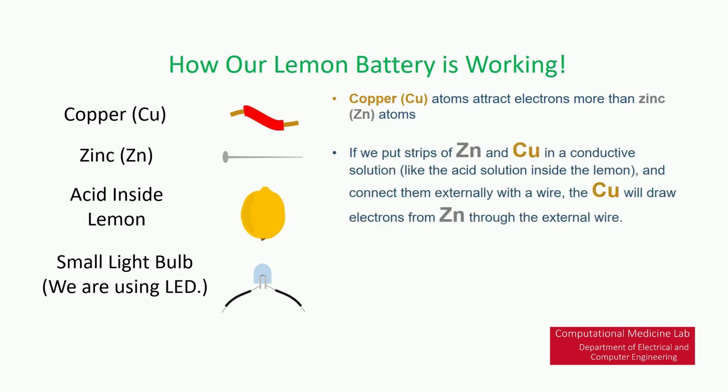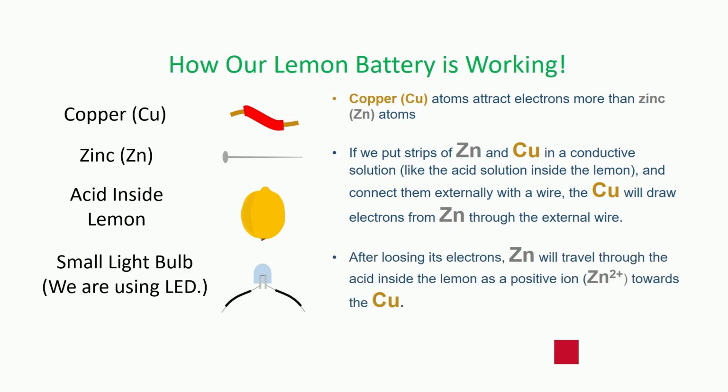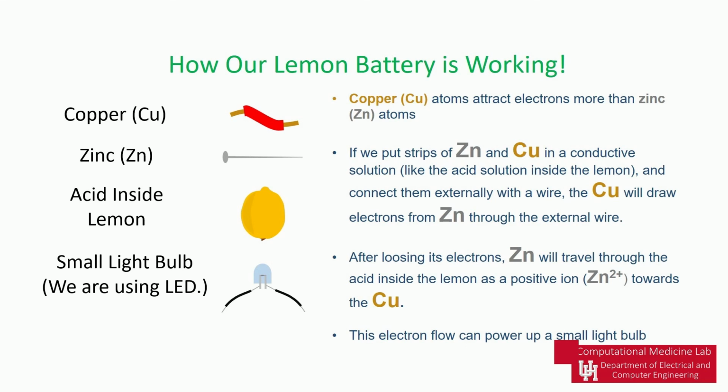So what happens if we put strips of zinc and copper in a conductive solution and connect them externally with a wire? The copper will draw electrons from zinc through the external wire. Now, after losing its electrons, zinc will travel through the acid inside the lemon as a positive zinc ion towards the copper. And then finally, the electron flow through the wire can power up a small light bulb. So let's look at an animation and see how exactly it is working.